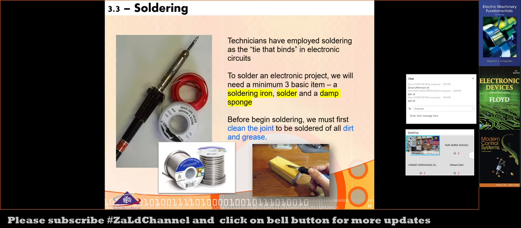Okay, next, 3.3 is about soldering. Soldering is one of the basic things in electronics, especially electronics design. Normally, technicians do the soldering. It is referred to here as the tie that binds in the electronic circuit. Basically, we want to connect the lead, the terminal of the component, to its traces or to the wires connecting that component. We want to securely place this component on the board, so we have to solder it. So that is soldering.